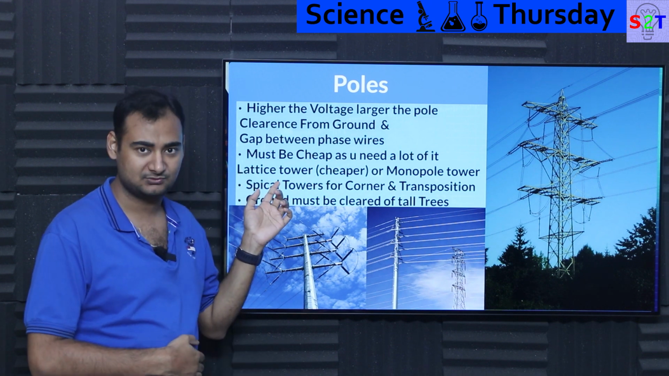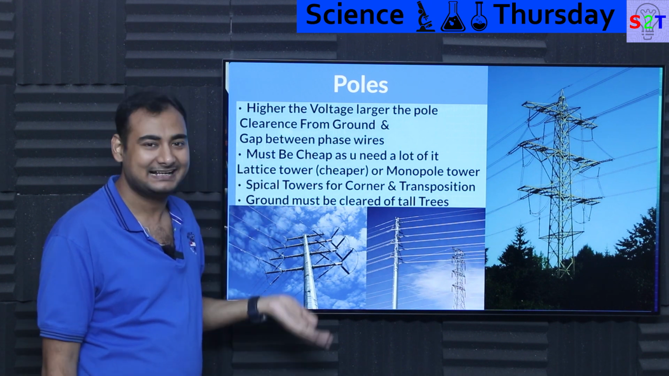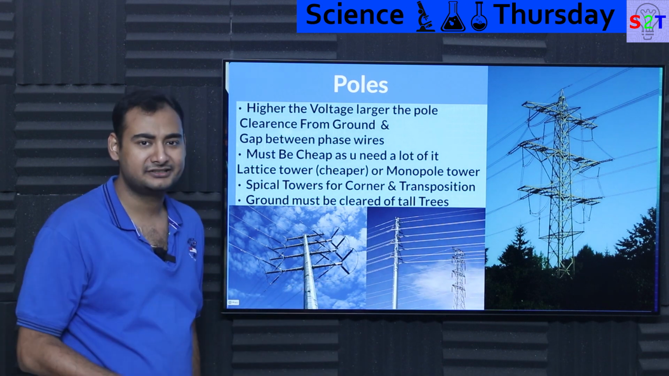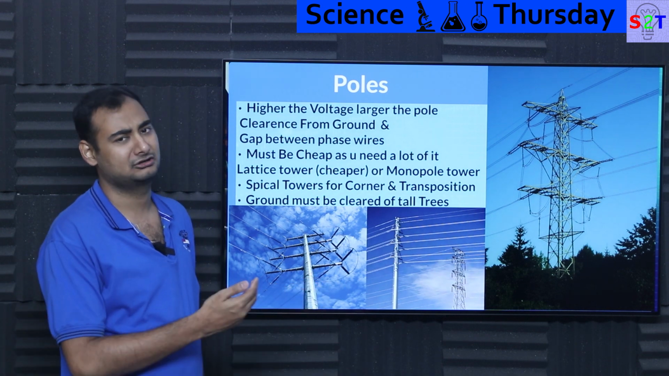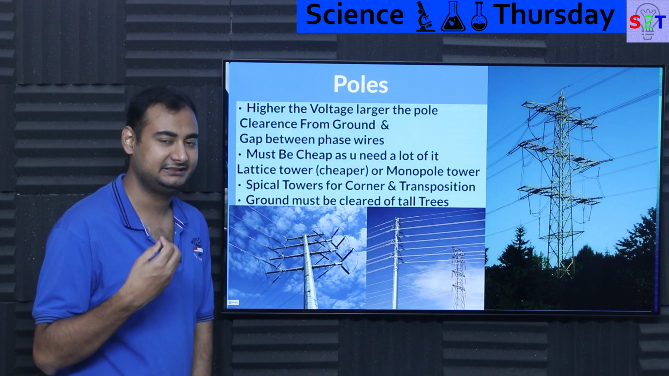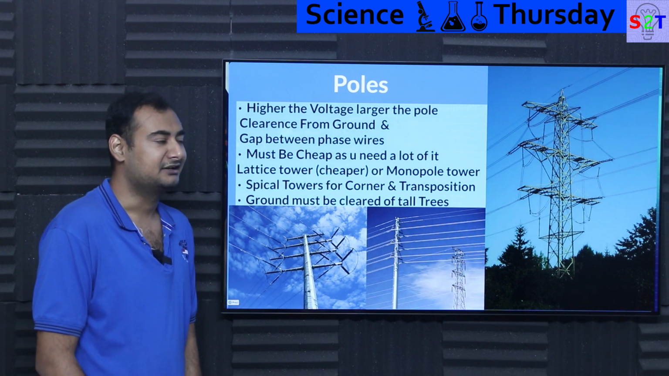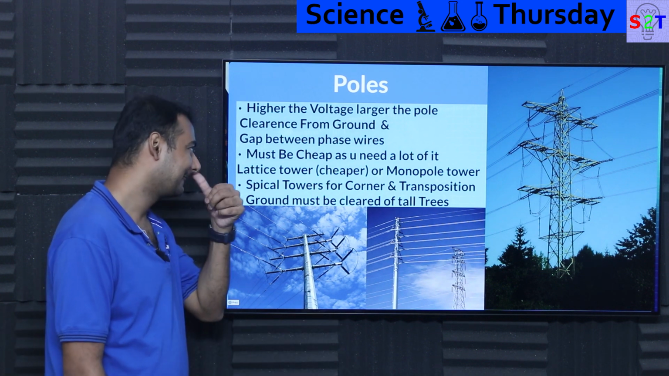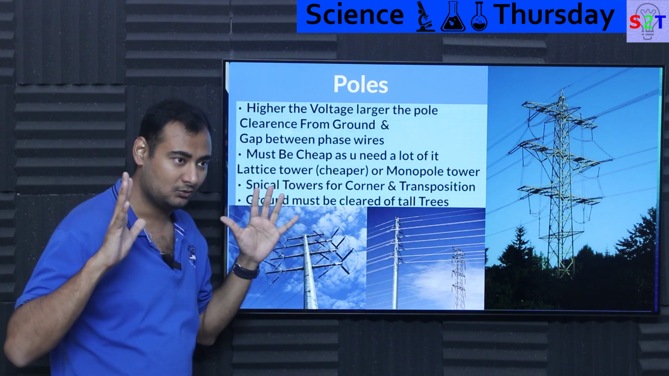Then we come to another aspect, the brutal aspect: it has to be cheap because you're going to need a lot of it. Even if you're spanning only 100 kilometers, you're going to spend a lot of money on that. Because if your pole is even a little bit more expensive, by 100 kilometers it becomes ludicrously expensive. So you want to be as wise as possible.